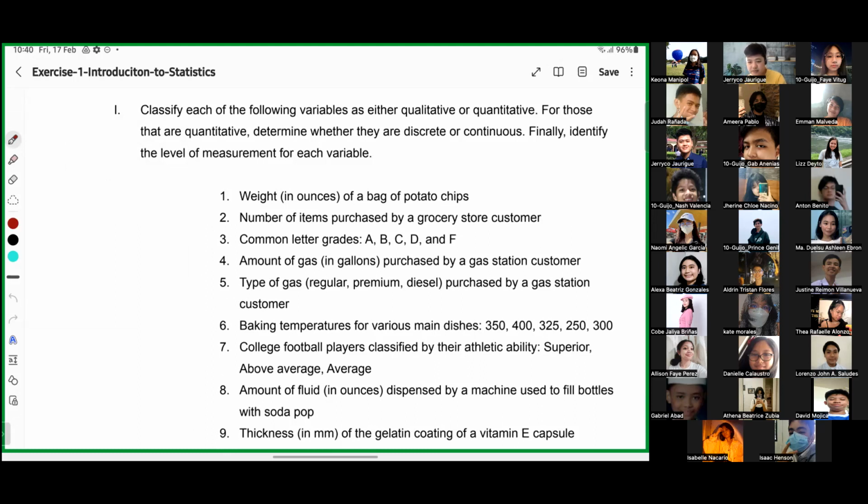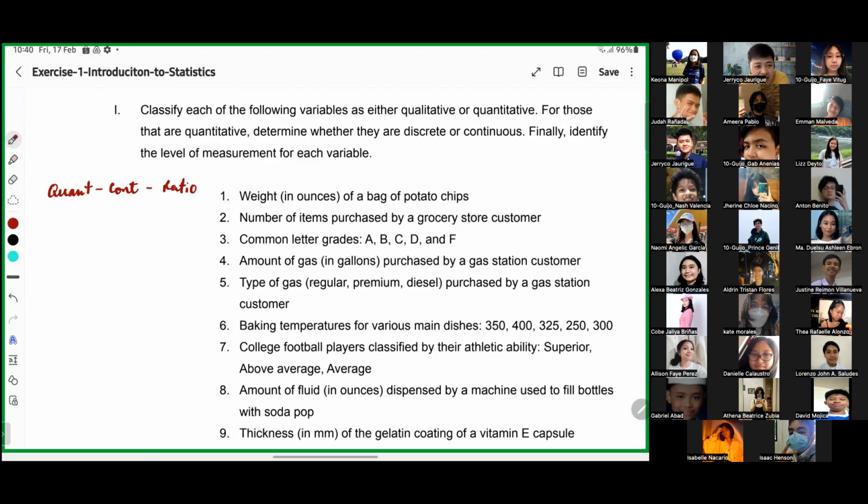Hello po, sir. Rinig po ba ako? Yeah, loud and clear. Quantitative po, weight in ounces. Tapos, siya po ay continuous dahil siya po ay nami-measure. Tapos level of measurement naman po ay ratio po. Yeah, I think that's ratio. Tama, weight, no? And then it's ratio. Alright, very well. Thank you, Raymond.